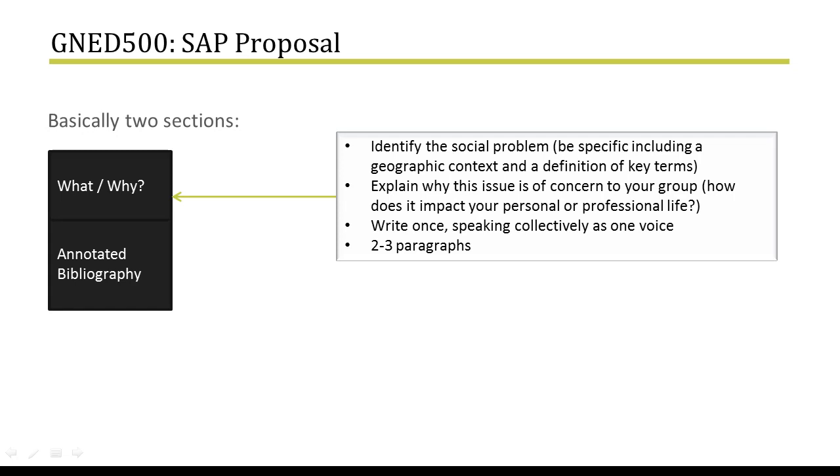Together, your identification of the social problem, your contextualization of it, your definition of it, and explaining why it's so important to you should probably take about 2 or 3 paragraphs. Remember, your group is writing this once as a group, speaking collectively as one voice.